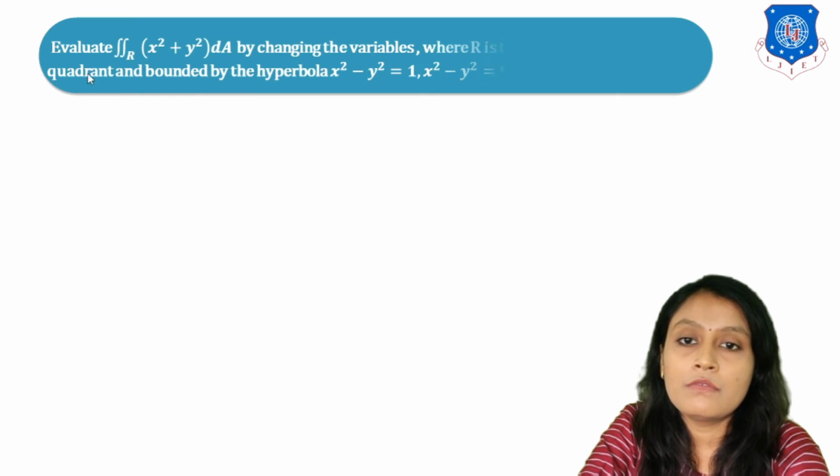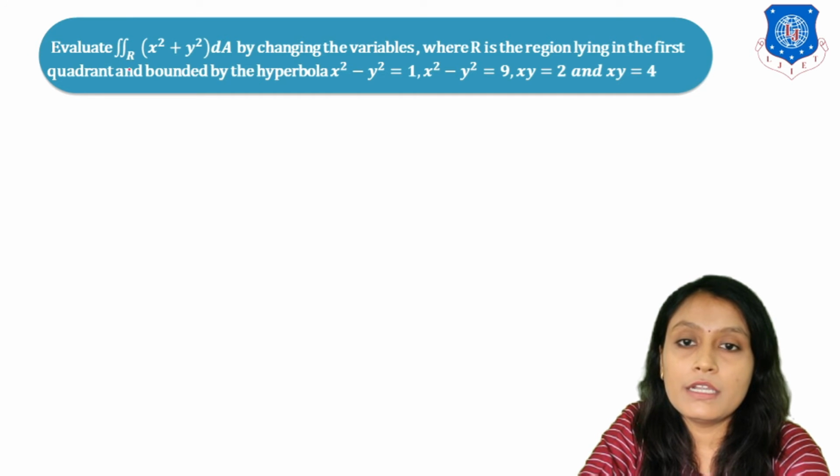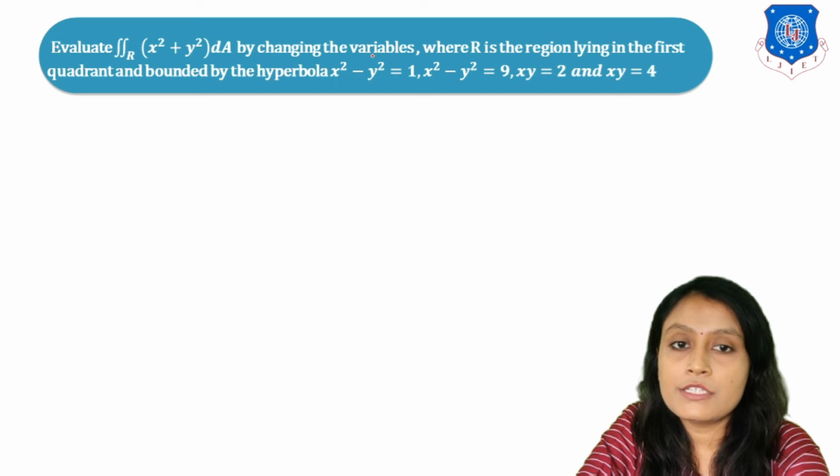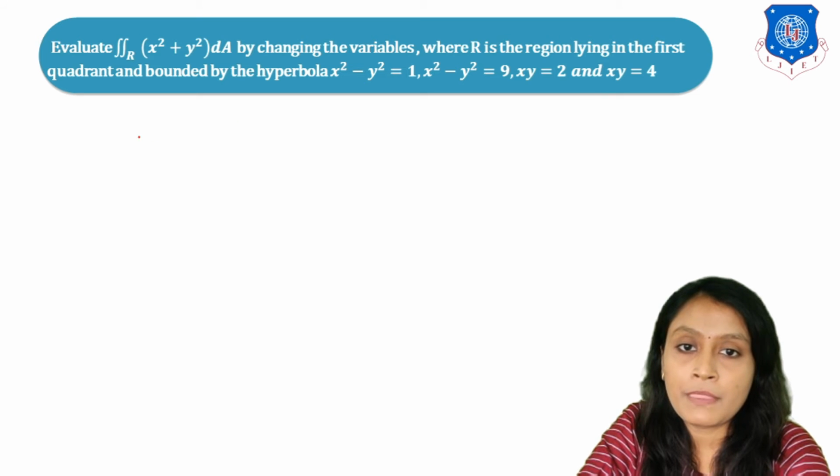Now we will solve one more example. Evaluate the double integral over R of x square plus y square dA by changing the variables, where R is the region lying in the first quadrant and bounded by the hyperbolas x square minus y square equal to 1, x square minus y square equal to 9, xy equal to 2, and xy equal to 4. So let's begin with the solution.